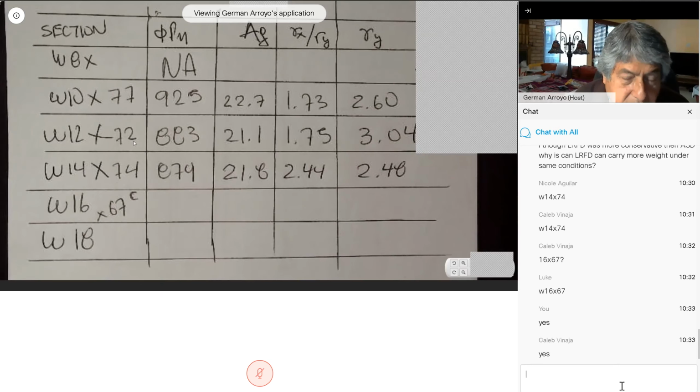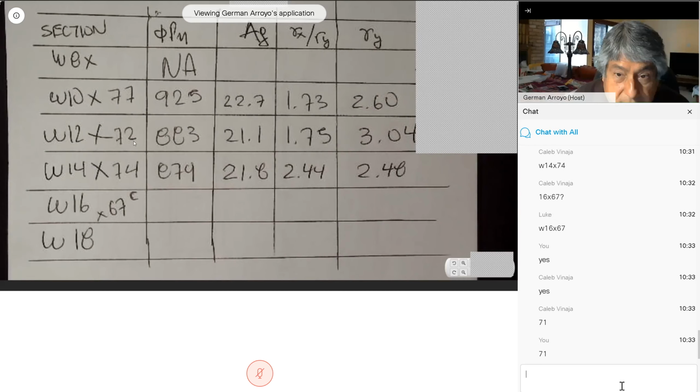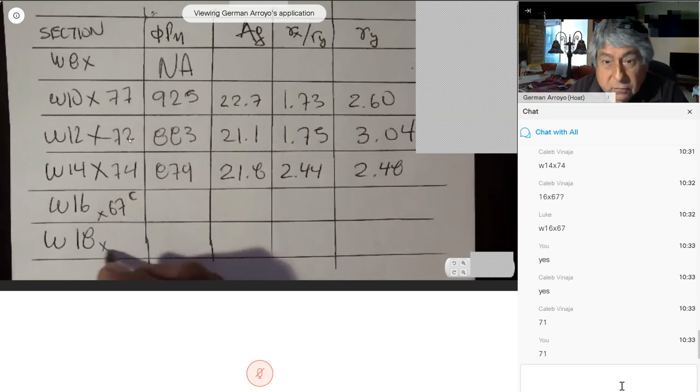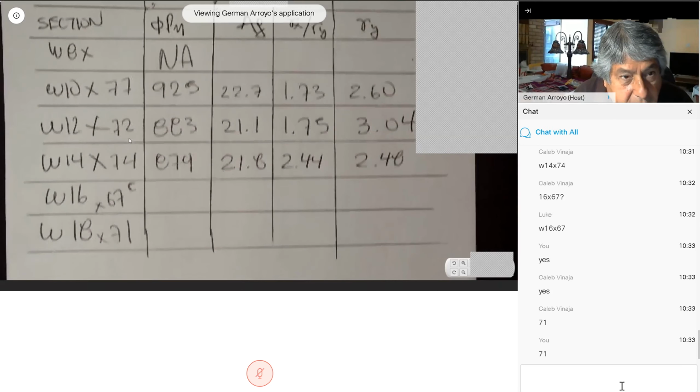18 by lighter than 72. 18 by 71. So look, I just want to point something out that is important.